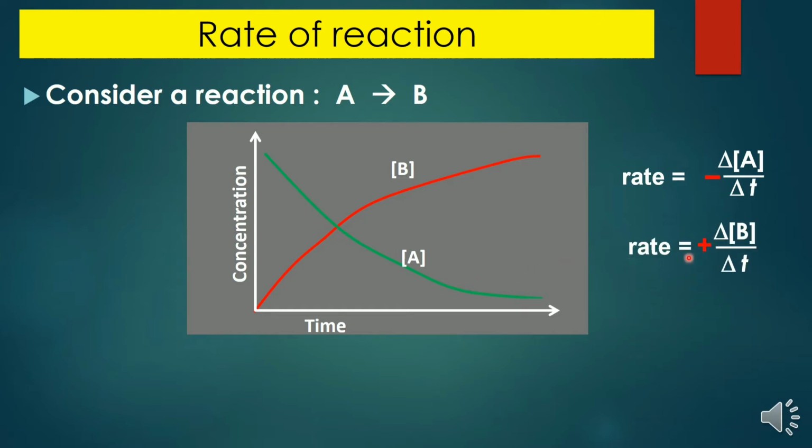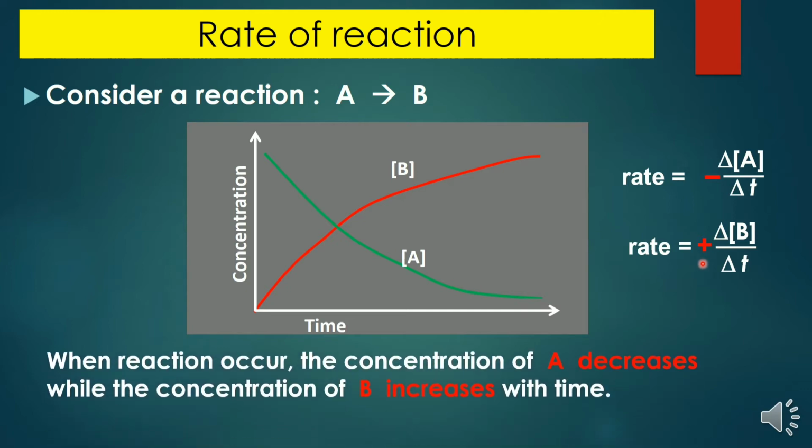And we can also write rate is equal to positive delta concentration of product B over delta t. The symbol delta here refers to the change. So I can say change of product B over change of time. And you can see there's a positive sign which represents that the product is increasing.